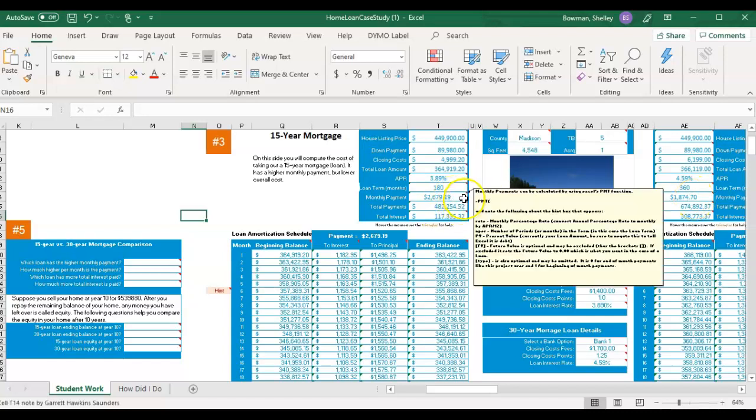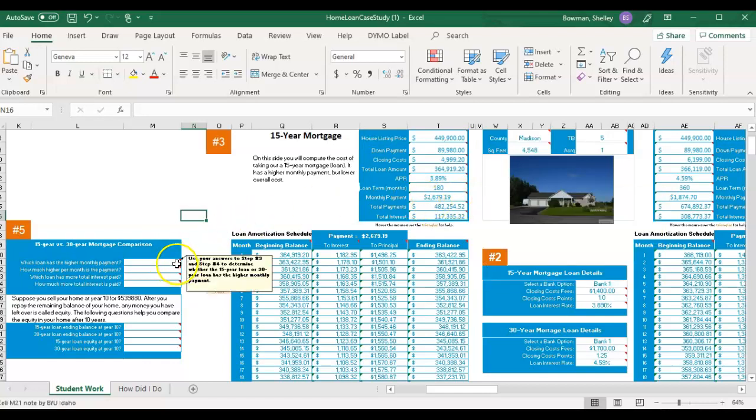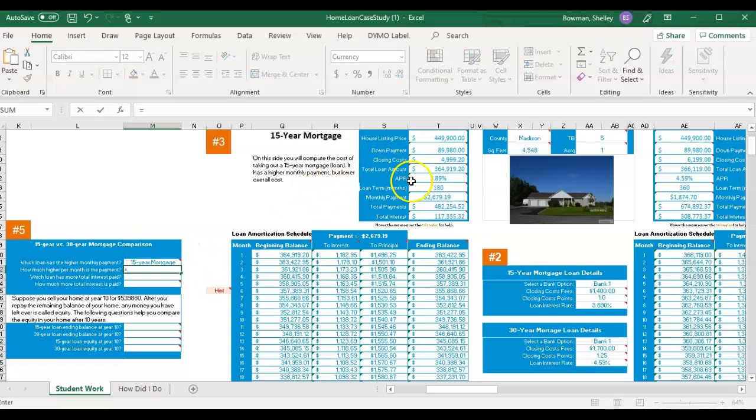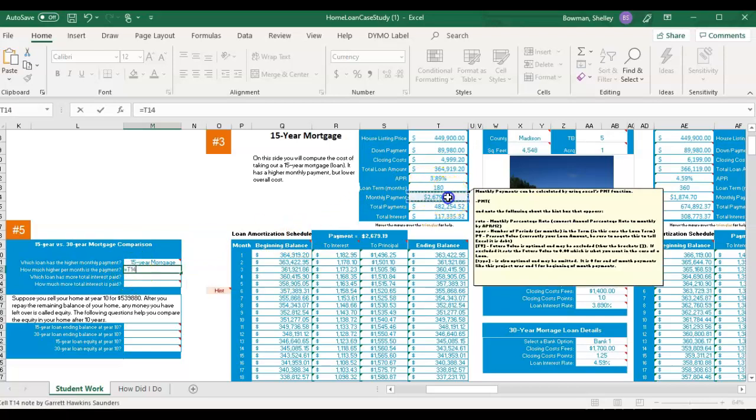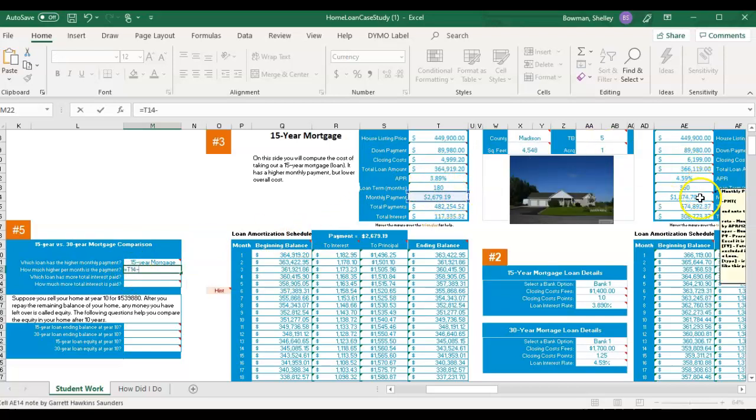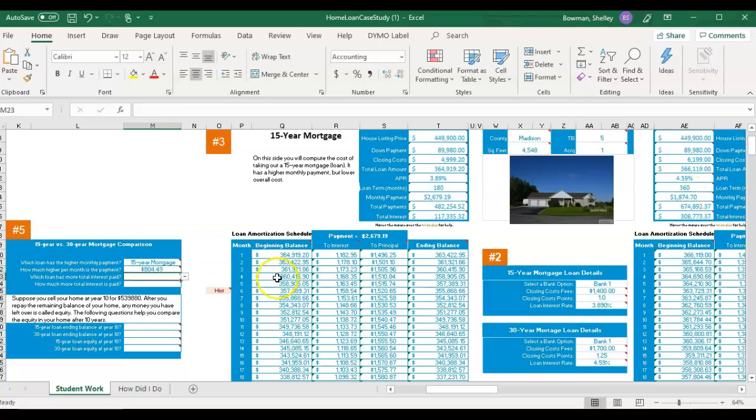In my project, it looks like my monthly payment is higher on the 15-year mortgage. So I'm going to come over here and use my drop-down menu and pick the 15-year mortgage. The next is to find how much more, so we'll just subtract those. So I'm going to press equals to get it to calculate, cell reference the higher, and subtract the lower, and that'll tell me by how much every month I pay on the 15-year versus the 30-year, or if yours is reversed.